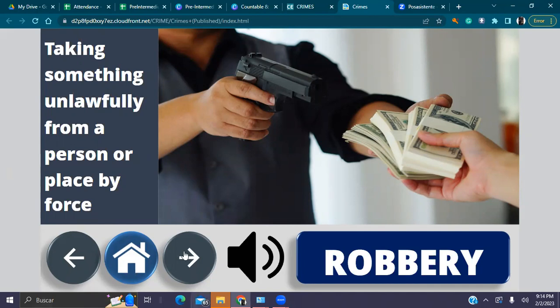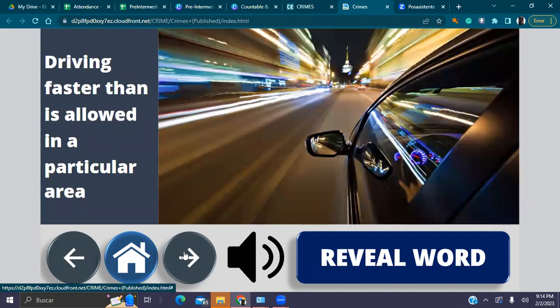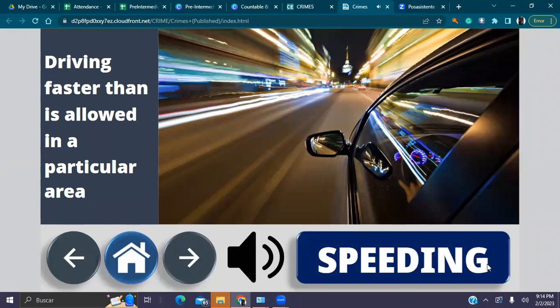Now we have this one. And help me please. Who hasn't read? Moses. Okay. Driving faster than is allowed in a particular area. I don't know. We have, guys, driving faster than is allowed in a particular area. Speeding. Yeah, speeding.